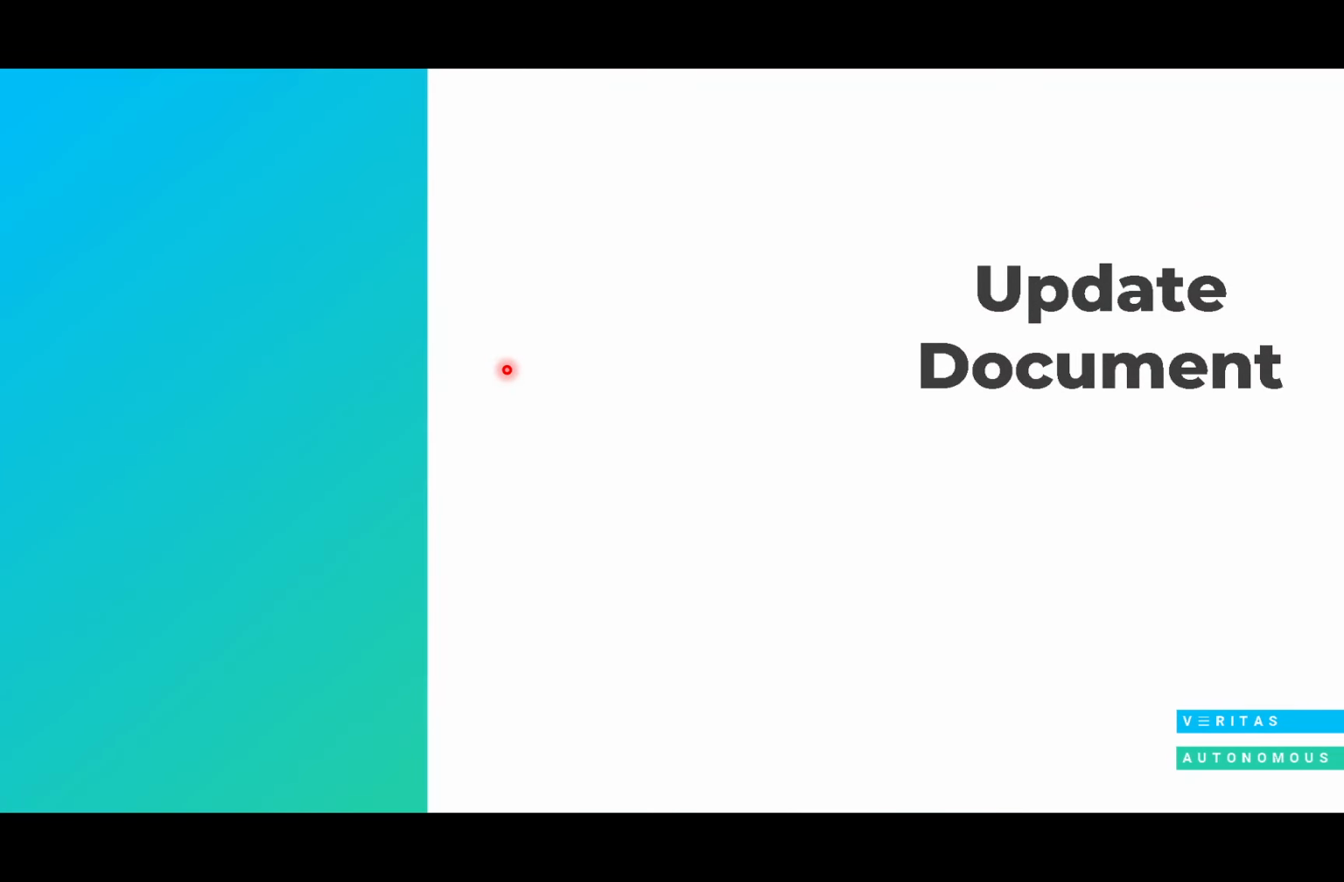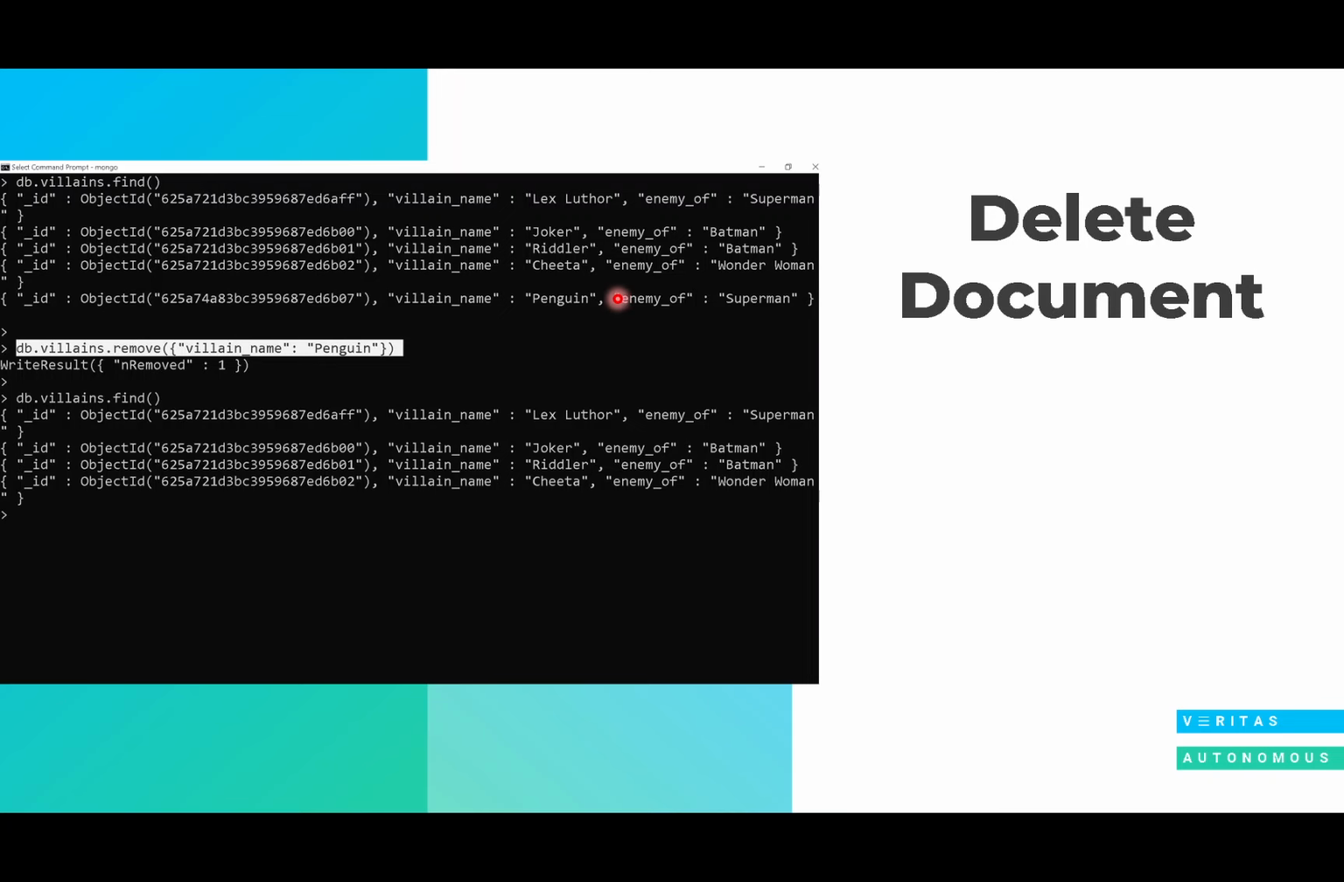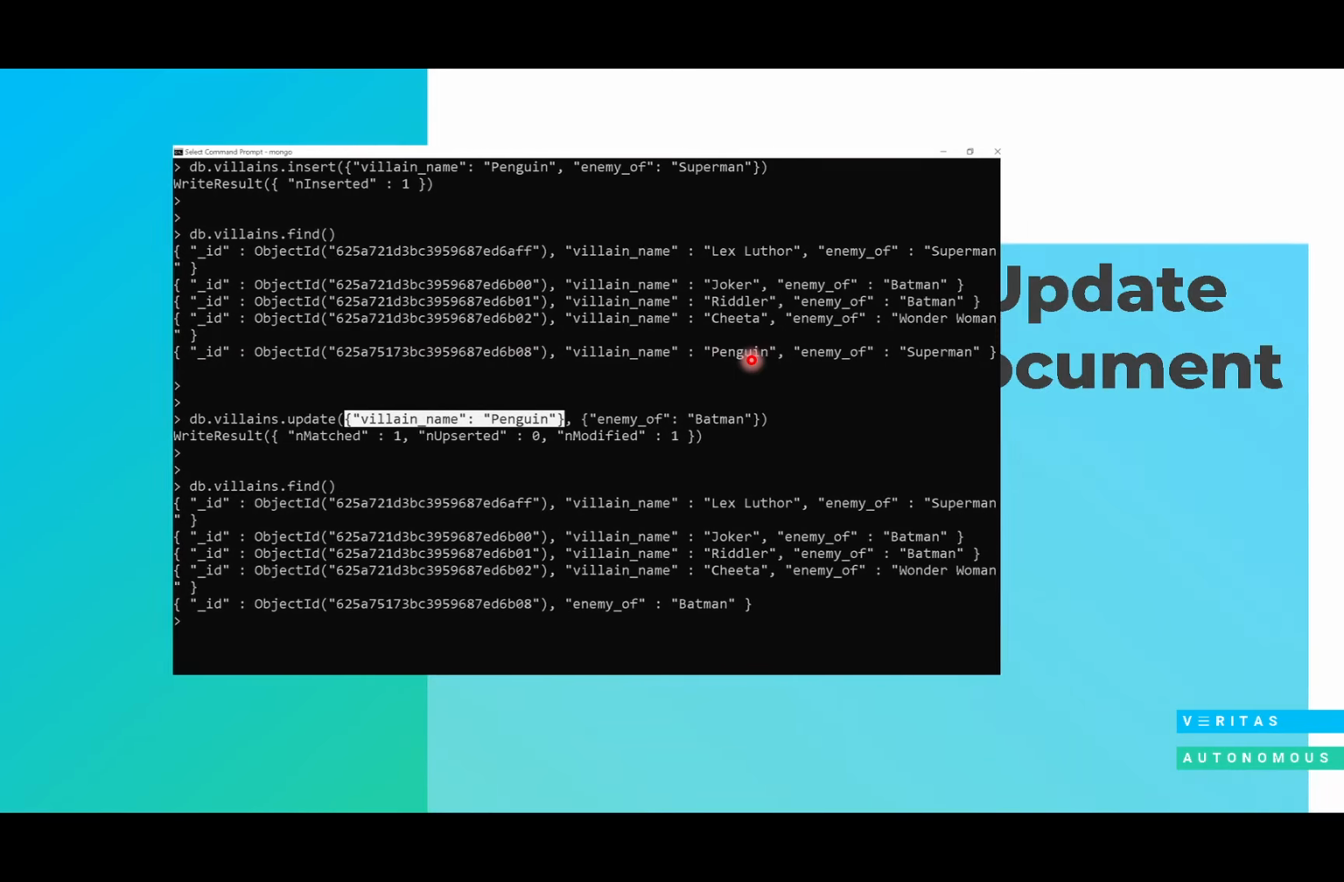Now, instead of deleting this, you might be thinking, okay, why do we have to delete this? I could have just updated this somehow to Batman, right? Penguin is an enemy of Batman. So why do I have to delete this? If I can find a way to update this, that would be much better. And you will be right. So we need to know how do we update records.